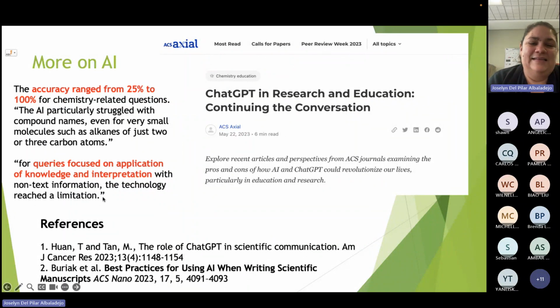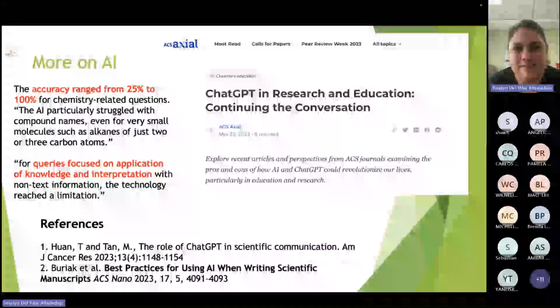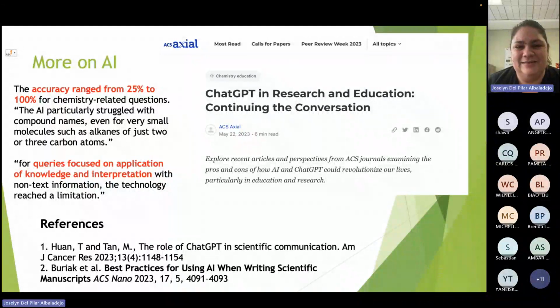The other thing I had seen is that ChatGPT is really good with facts, for example, what's the solubility of water, things that are common. But it will not help you when you're trying to apply knowledge or interpret. That is the reason why these tools will not replace you, because the human mind is the one able to have critical thinking and problem-solving thinking. These tools will not replace that skill that you have.